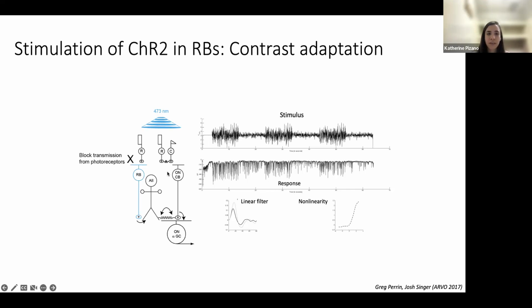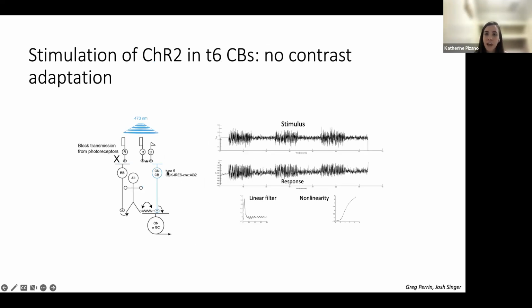If we then do the second experiment, which is stimulating that on cone bipolar cell and recording from those ganglion cells, we see that this effect disappears. So here, unlike before, the gain of the response is not affected by the variability of the stimulus, and there is no contrast adaptation.